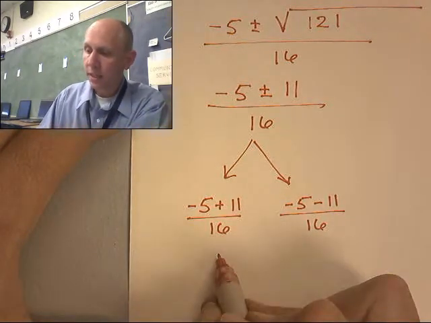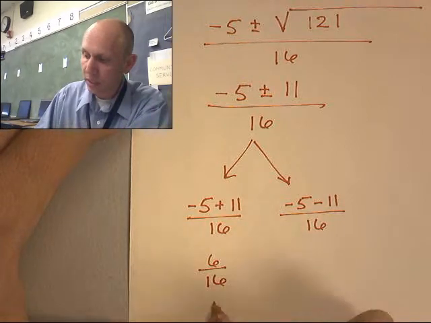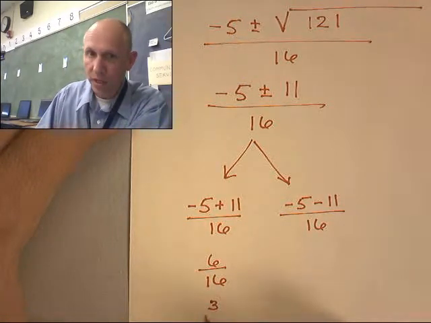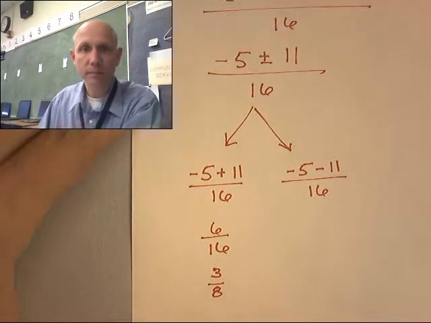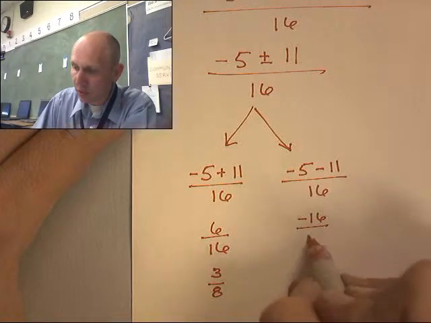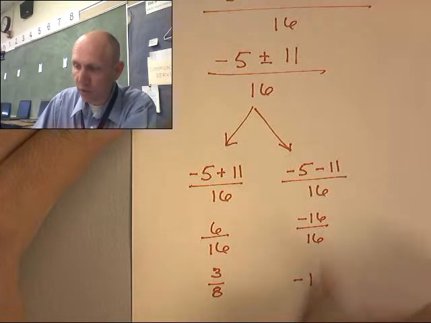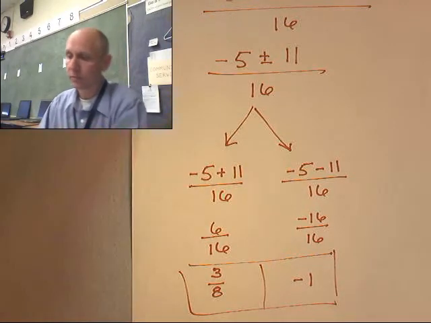11 minus 5 is 6 over 16, which is 3 over 8. That's one of your answers. And this is negative 16 over 16, which is negative 1. Is that right? Yes.